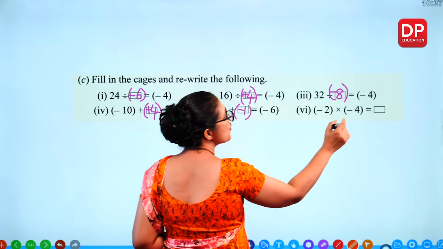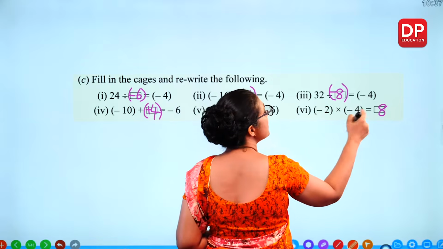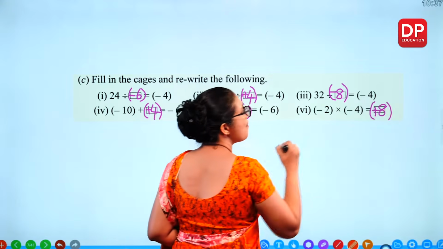Multiplication again, 4 times 2, 8. Both minus, the answer is positive.